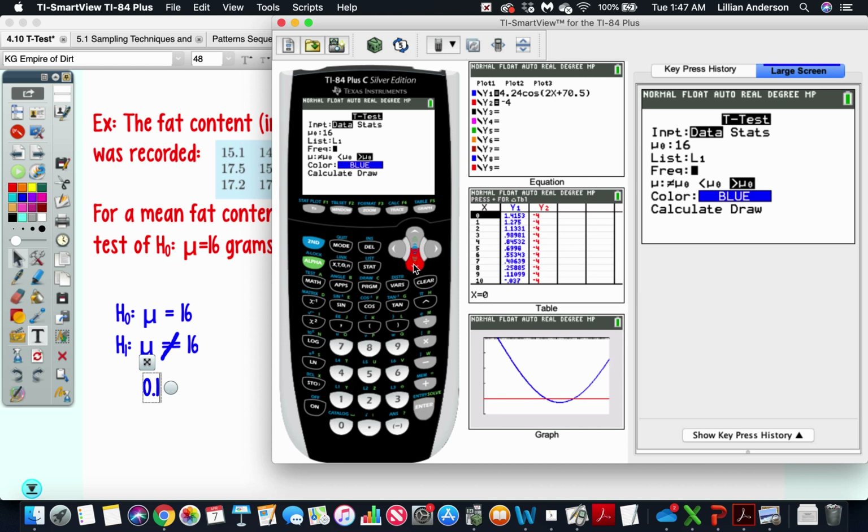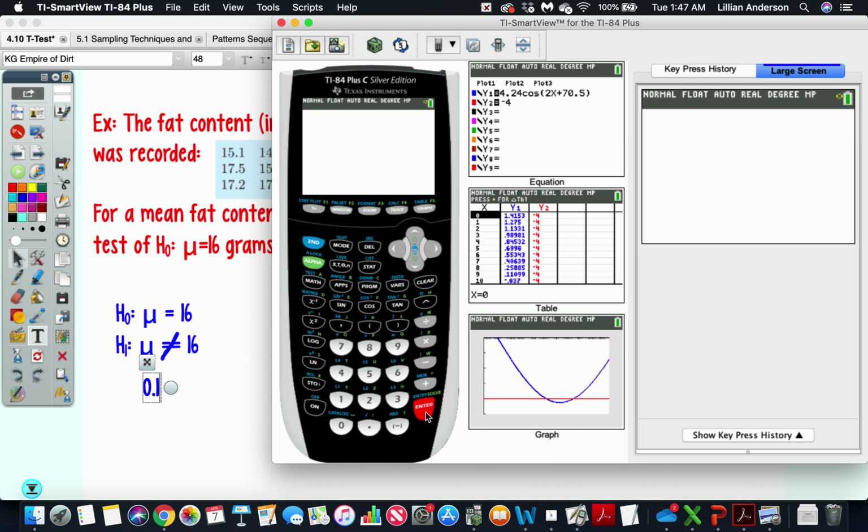And frequency, you leave it as a 1. I don't know what happens when you change it to 2. I know that when you try to clear it or delete it out, you can't go beyond this line. So just leave it at the 1. And then we're going to change this to not equals 2, because that's what our alternative hypothesis is.